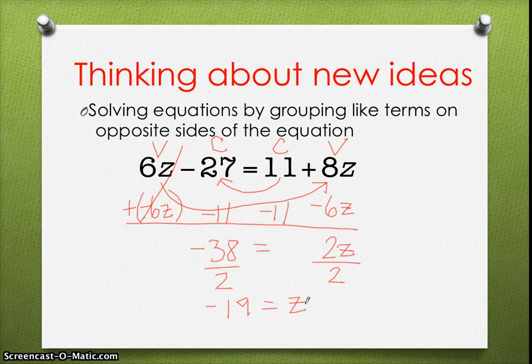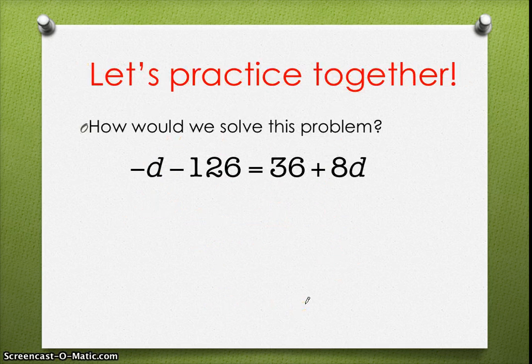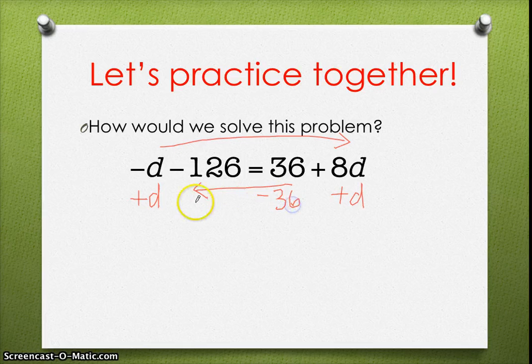Let's try another example. I have negative d minus 126 equals 36 plus 8d. So let's go ahead and choose the side that we want to move the constants and the side that we want to move the variables. So let's go ahead and move the variable this way and the constant this way. So I started off with a negative d, so then I want to do a positive d to both sides. I started off with a positive 36, so I'm going to end up with a negative 36 on both sides.